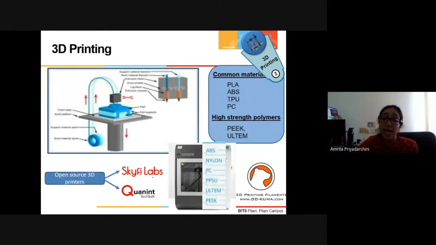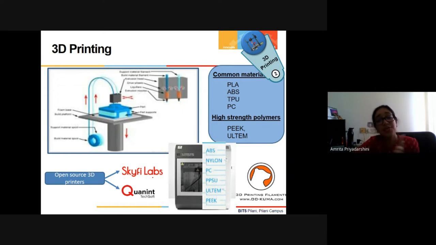So here there are other materials. For these equipments, the temperature requirement will be less, somewhere within 200 or 250 degree centigrade. But now we are trying to extend it to high strength polymers. In that case, the temperature has to be at least more than 400 or 450 degree centigrade. As the material is changing, the capability of the machine also has to be changed. It has to be fine-tuned with what material you want to use.